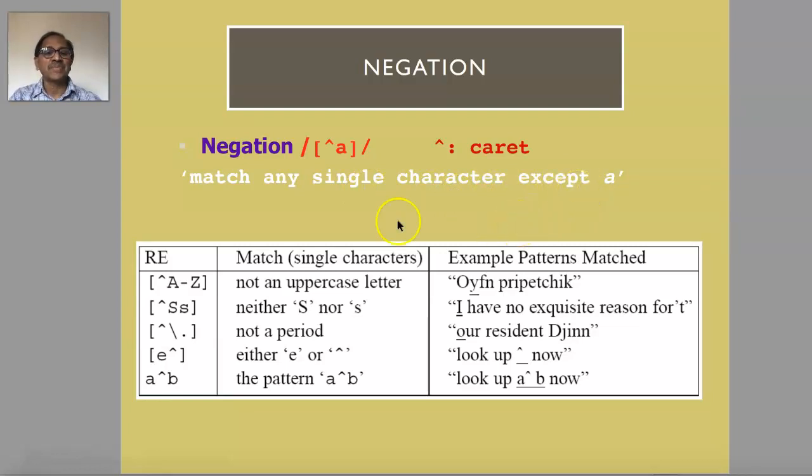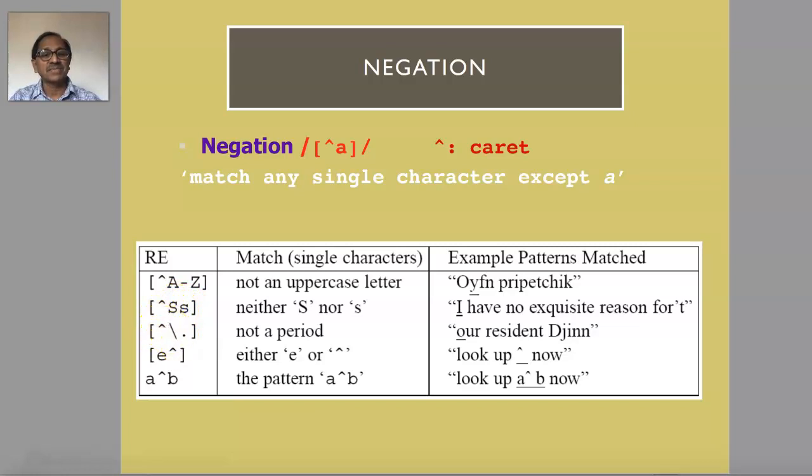You can use caret in this case too. You say caret and A to Z, the range, then not any capital letter, not any of the uppercase alphabet. That's what this means. So when you have OYFN PRIPTCHIK, this will match with Y but not with anything else. Similarly, if you say caret capital S small s, that means neither capital S nor small s.